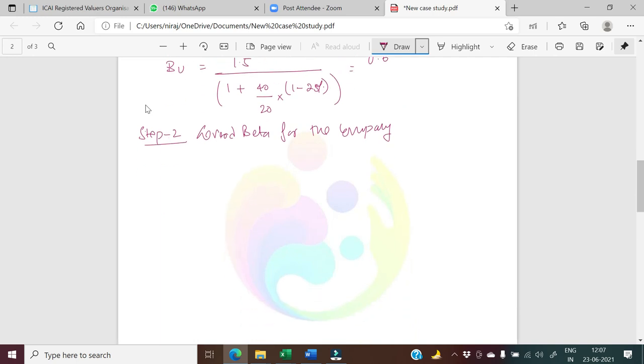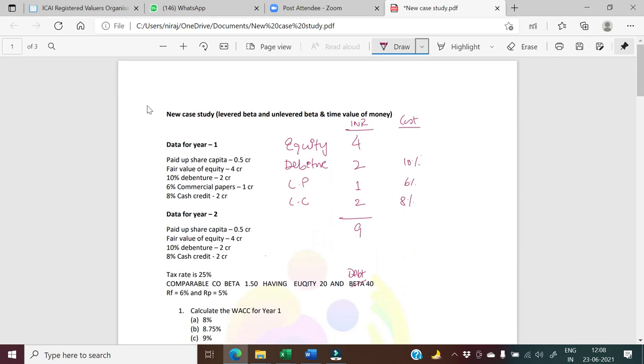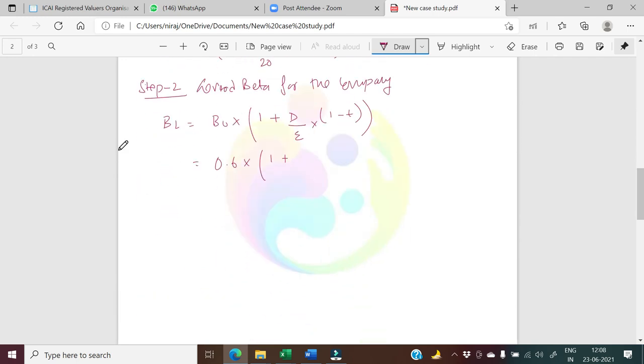So basis the above data, my formula is beta L equals beta U multiplied by 1 plus debt divided by equity into 1 minus tax. Beta U we just calculated as 0.6 multiplied by 1 plus. What is my total debt? My total debt is the summation of all these three: debentures, commercial papers and cash credit, that is 2 plus 1, 3 plus 2, 5. So I put it as 5. The equity fair value has been given to me as 4. This is multiplied by 1 minus the tax rate of 25%.